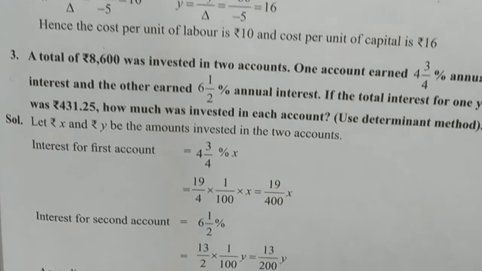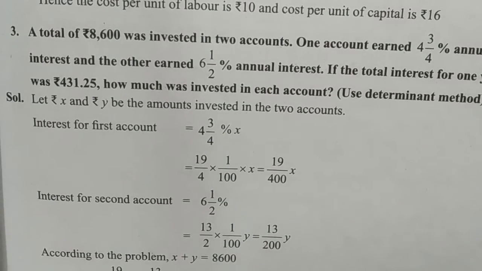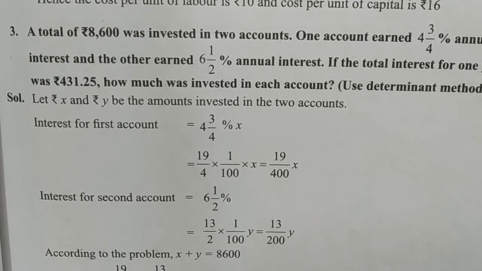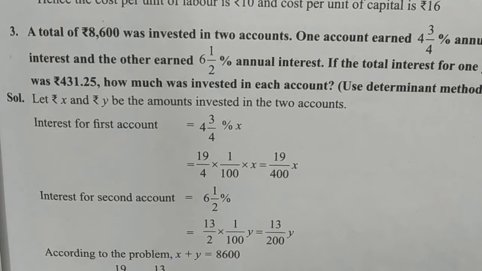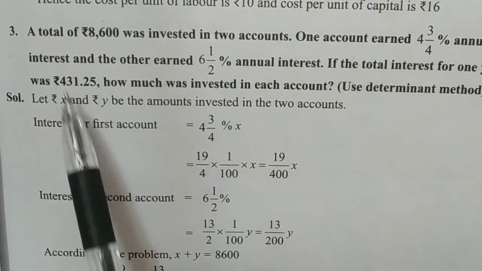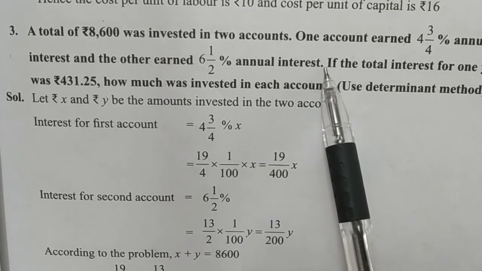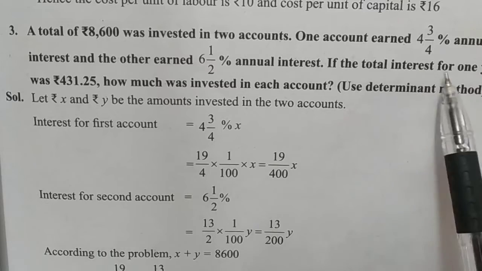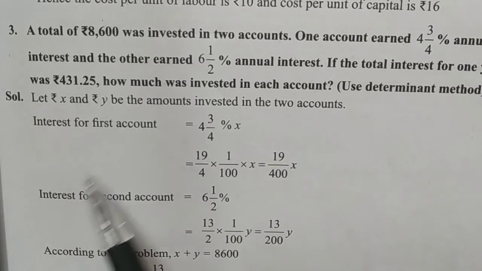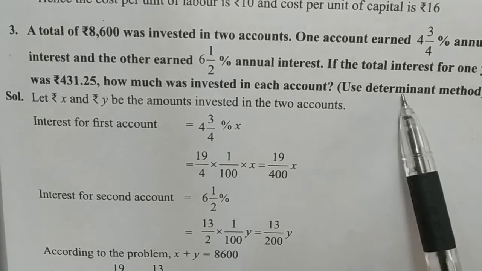Question number 3. A total of rupees 8,600 was invested in two accounts. One account earned 4 and 3 by 4, that is 4.75%, of annual interest, and the other earned 6 and 1 by 2, that is 6.5%, of annual interest. The total interest for 1 year was rupees 431.25. So how much was invested in each account, using the determinant method?